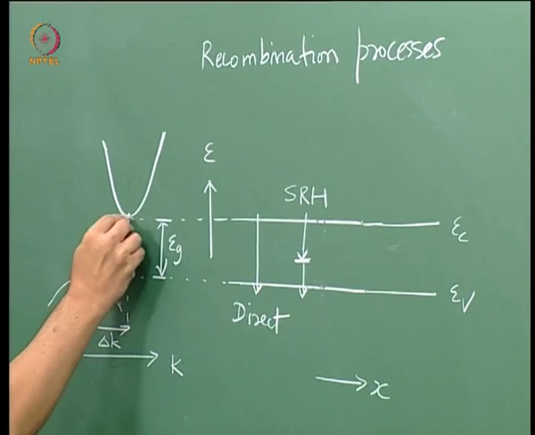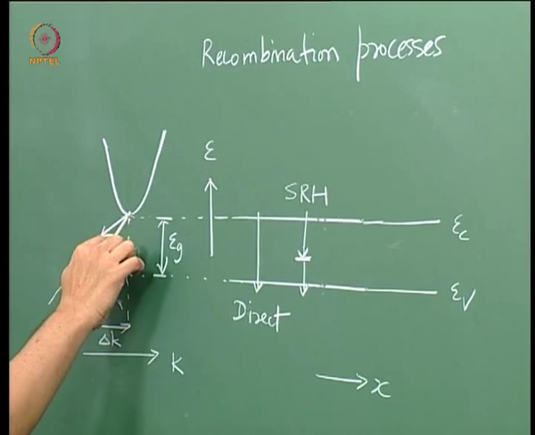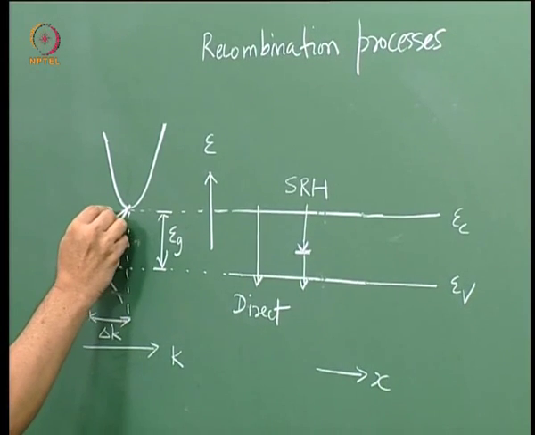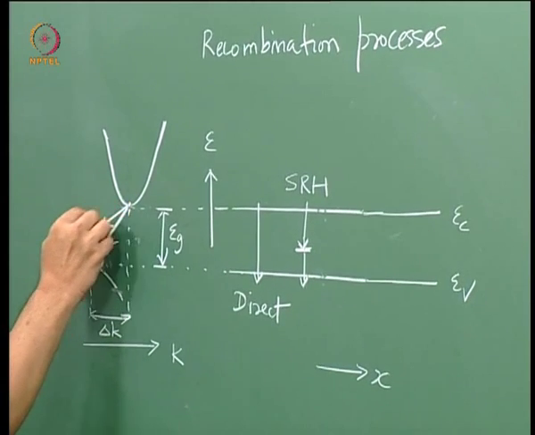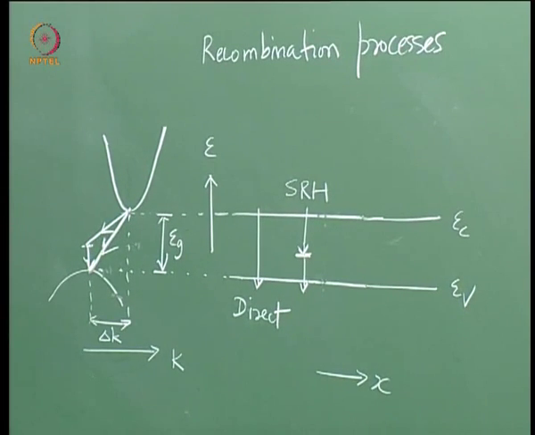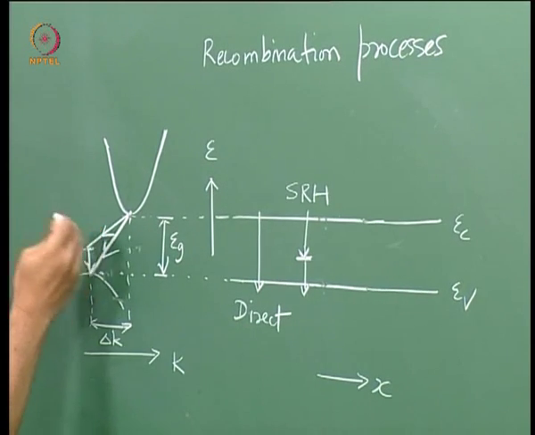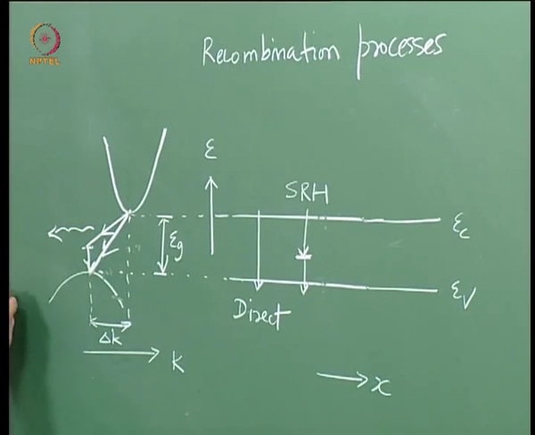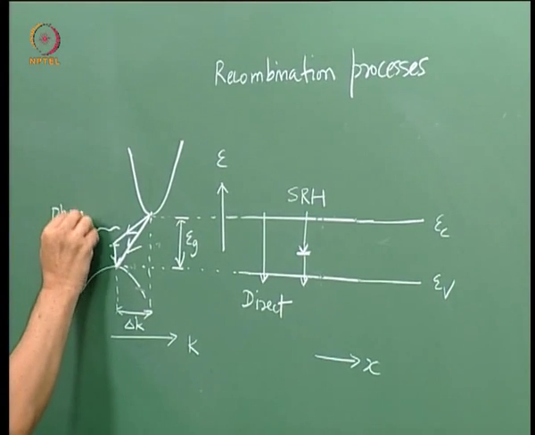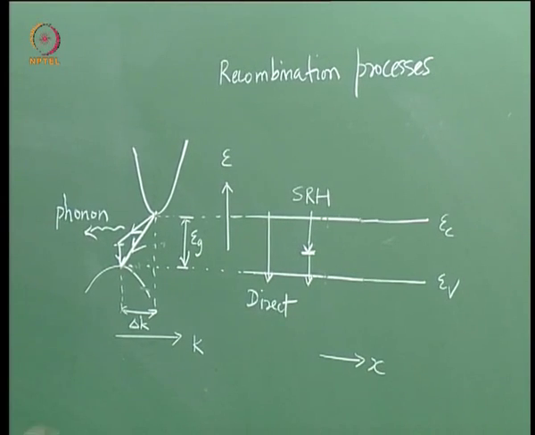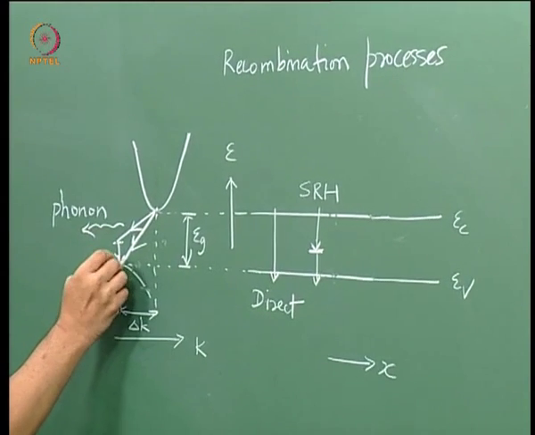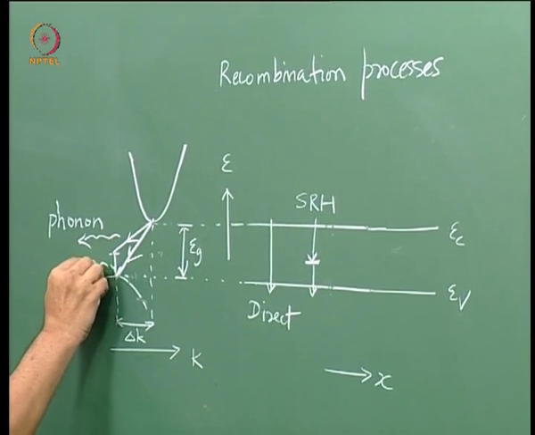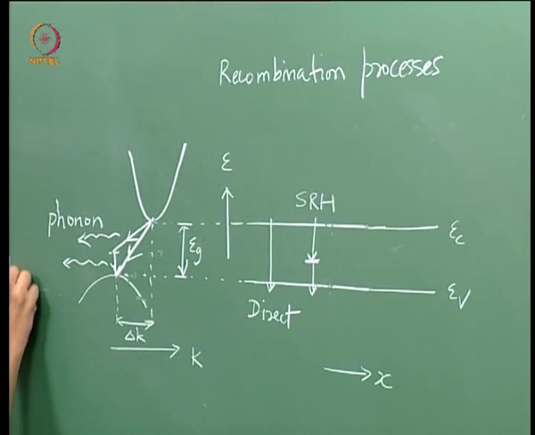So in this transition the electron is undergoing a change in energy as well as crystal momentum. Therefore the particle emitted as a result of this process, which will take away the energy and momentum of the electron when the electron falls from here to here, would be a phonon. On the other hand, in this transition there is insignificant momentum change, there is only an energy change, and therefore the particle which will take away this energy would be a photon.